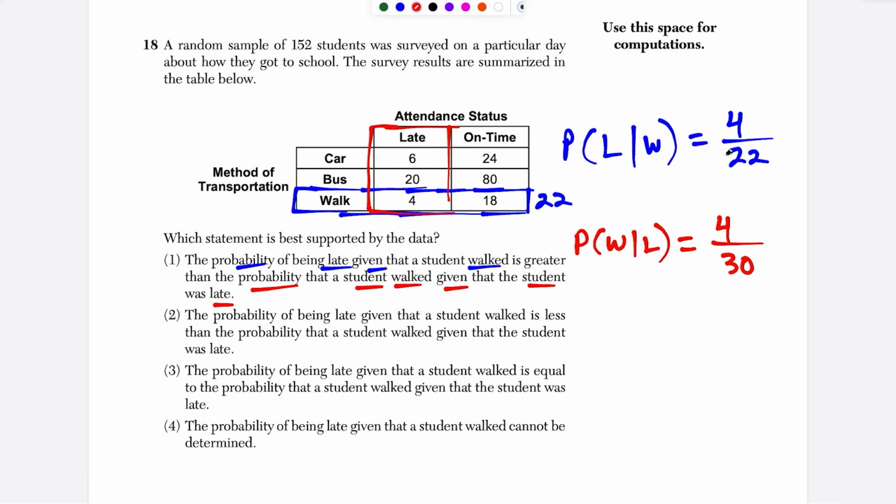Okay, and when I compare these two values, I could type them in the calculator, but if you just think about it, the numerators are equal, but the denominators are different. If you have the same numerator, then the fraction with the bigger denominator is smaller.